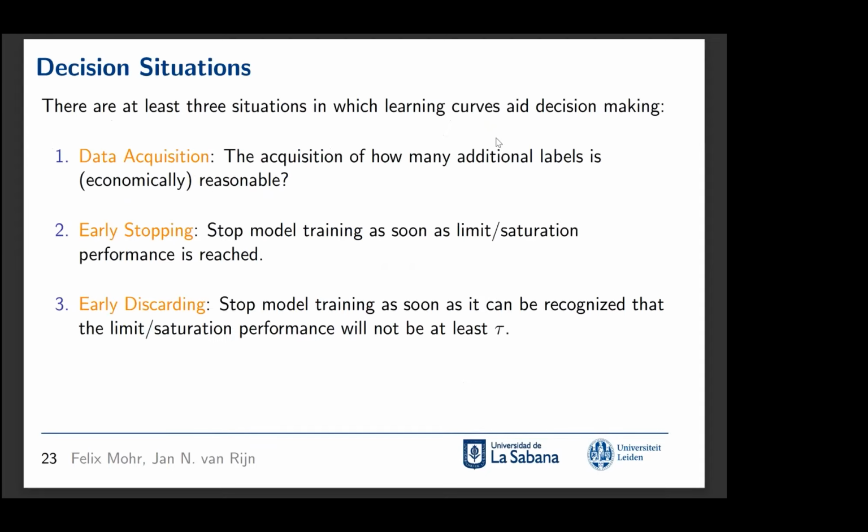So how do we now use this for decision making? We identified three main use cases. If you have any more, we're really curious and interested in learning more about that as well. We have identified three types of decision situations where you want to make use of learning curves. The first one is data acquisition. I already said that. So the acquisition of how many additional labels is economically reasonable.